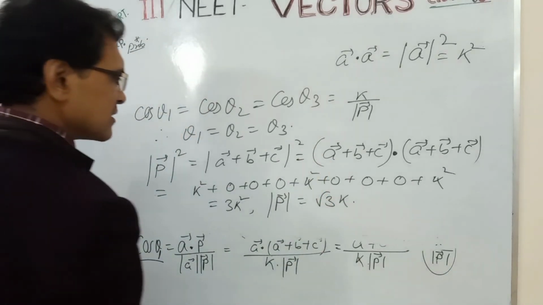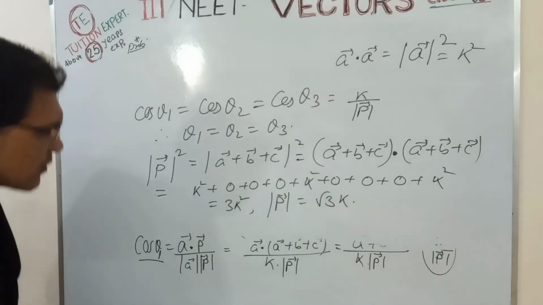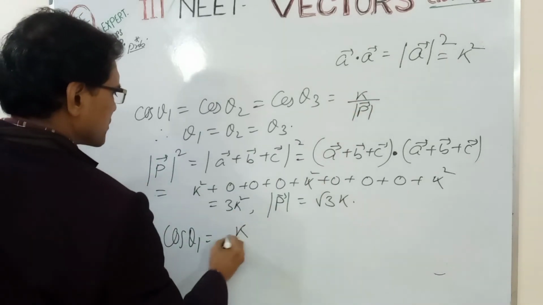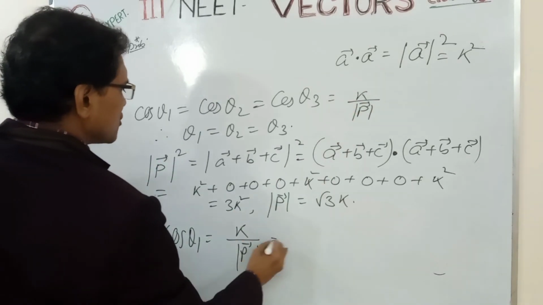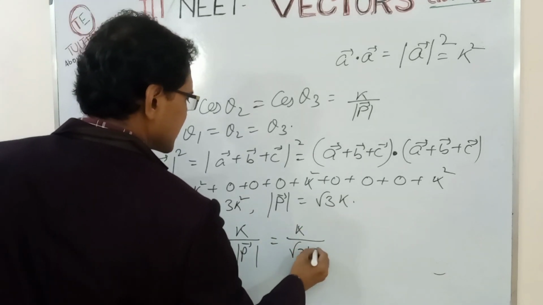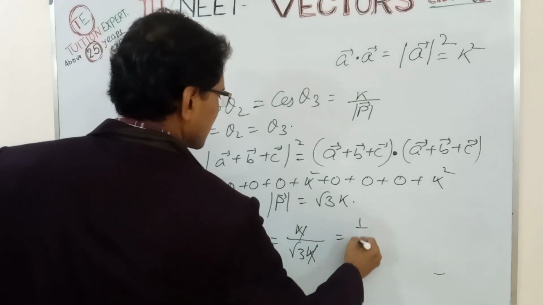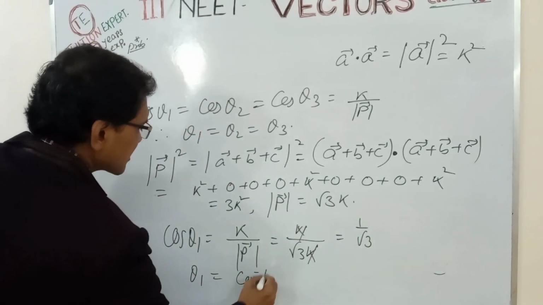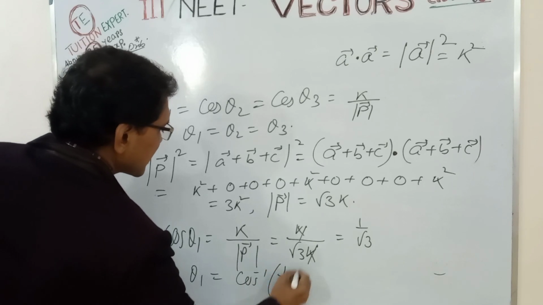Now what is the angle? Cos theta 1 is K by mod P, which is K by root 3 K. So theta 1 equal to cos inverse of 1 by root 3. This is the result.